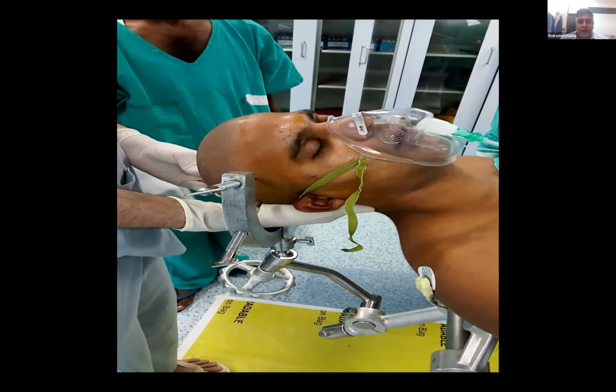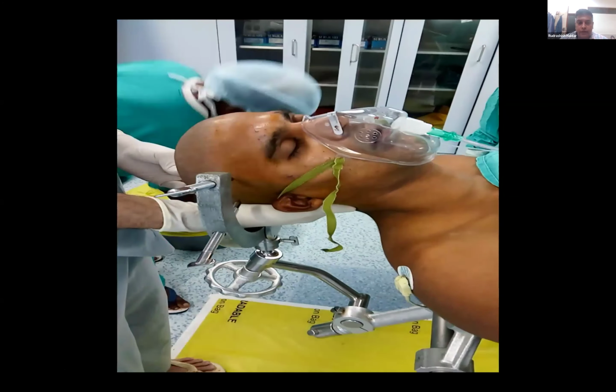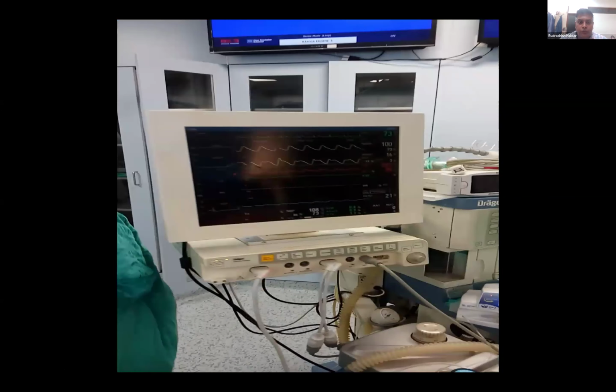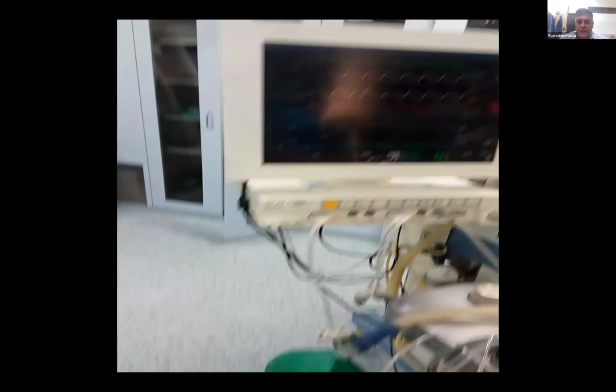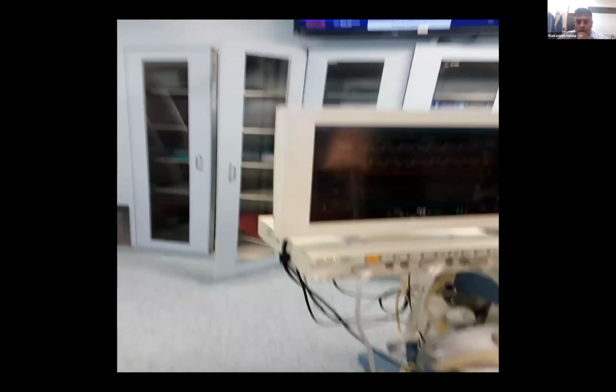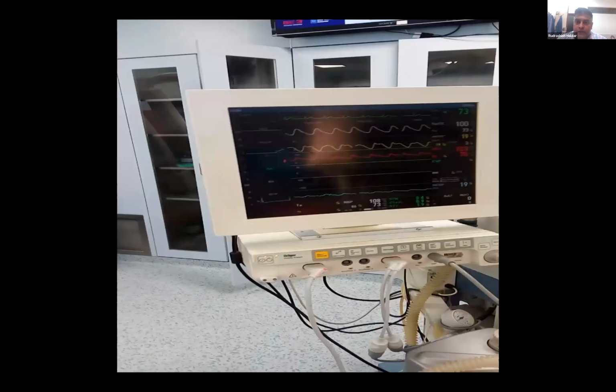This is the patient who had been adequately sedated and a scalp block has been administered for a considerable period of time, say 15 to 20 minutes. This is the baseline vital before pin fixation has taken place.